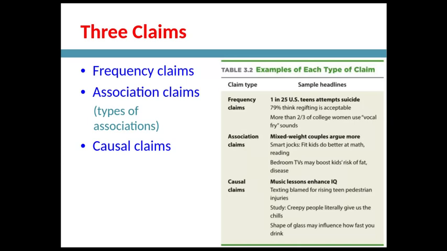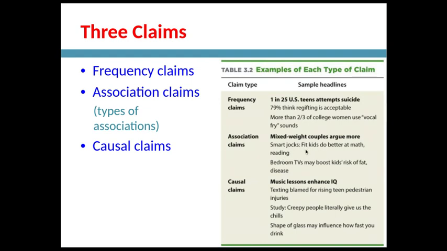And if you have 2 factors or 2 variables, they both need to be measured. So an association claim, aka a correlation, has 2 measured variables. So if you're keeping score at home, a frequency claim, 1 measured variable, association claims, 2 measured variables, because you measure one thing, you measure another thing, and then you put those numbers together and see how much they may be related to one another. Association claims could be something like mixed weight couples argue more. Smart jocks, fit kids do better at math and reading.